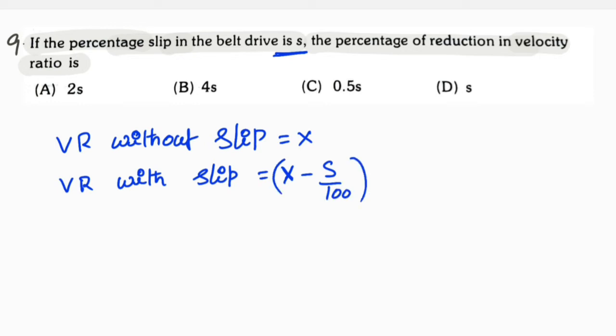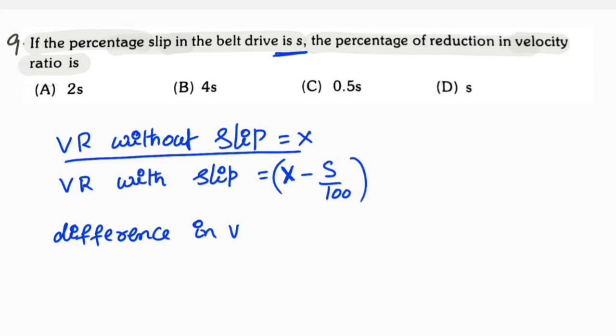Once the slip is considered, definitely the velocity ratio decreases. So without slip the velocity ratio is x, and once we consider the slip, the velocity ratio decreases. Then what is the difference in velocity ratio? The difference in velocity ratio is velocity ratio without slip minus velocity ratio with slip.